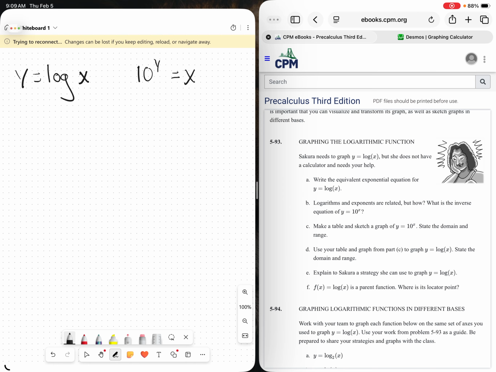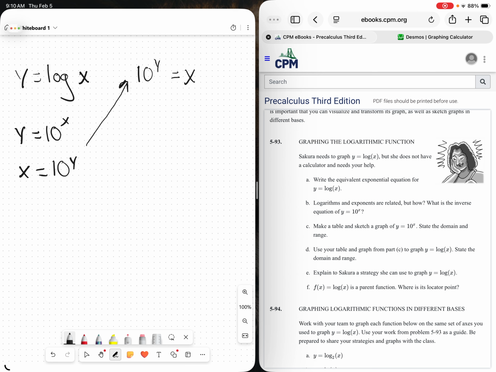Then part B says logarithms and exponents: how are they related? What is the inverse of this equation? These are inverses. If we go back to how we were taught inverses, y equals 10 to the x, we switch x and y, which you can see now looks like this equation. And then we solve for y. How do we solve? We take the log of both sides.